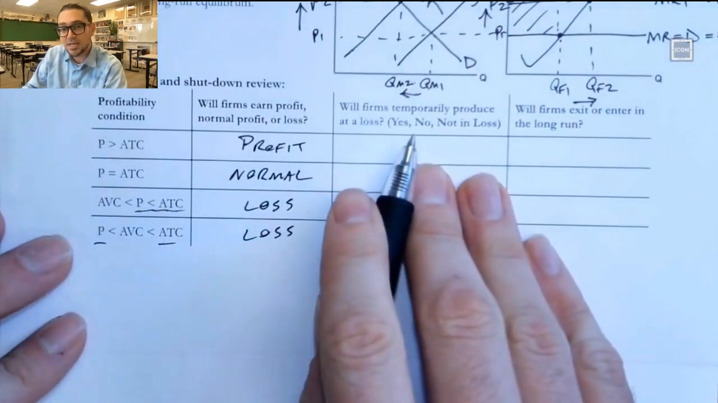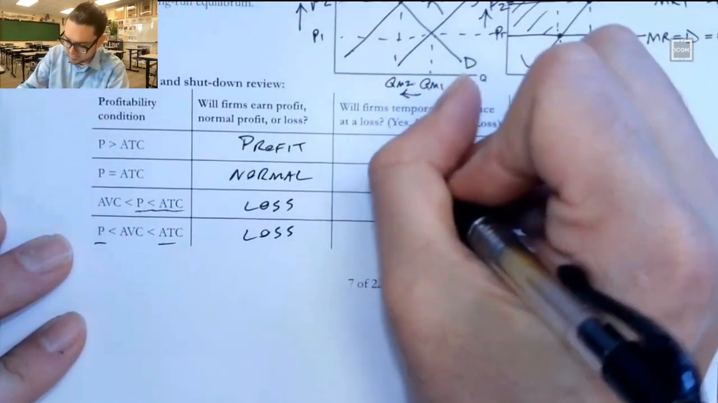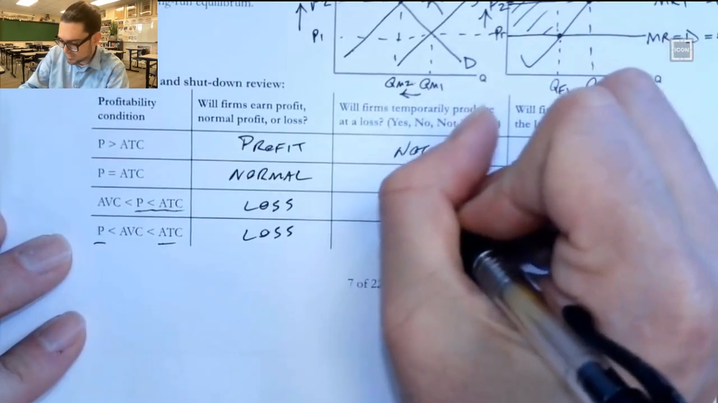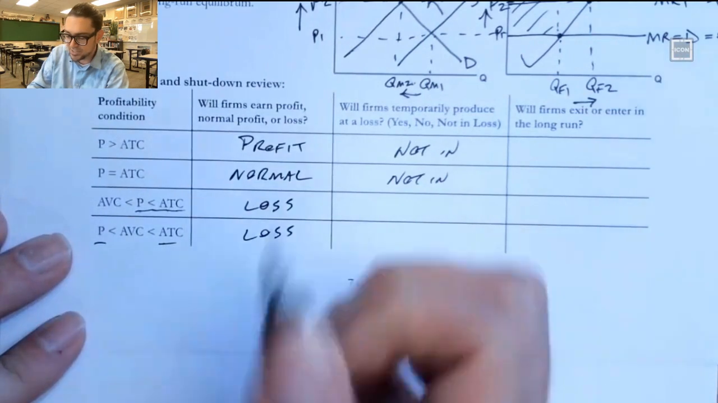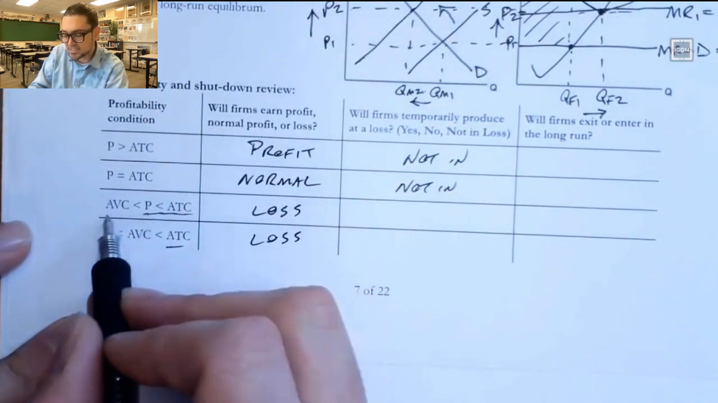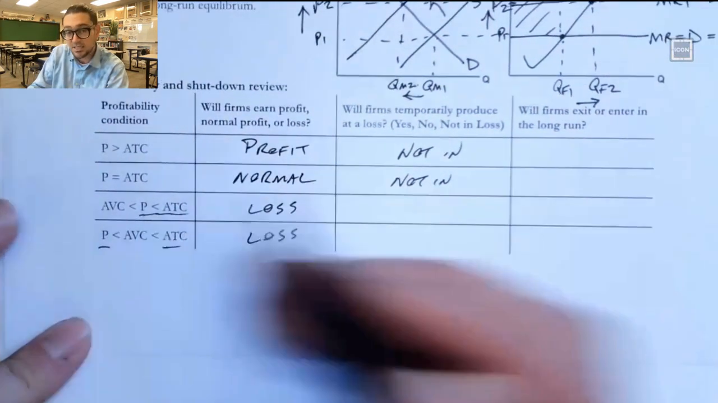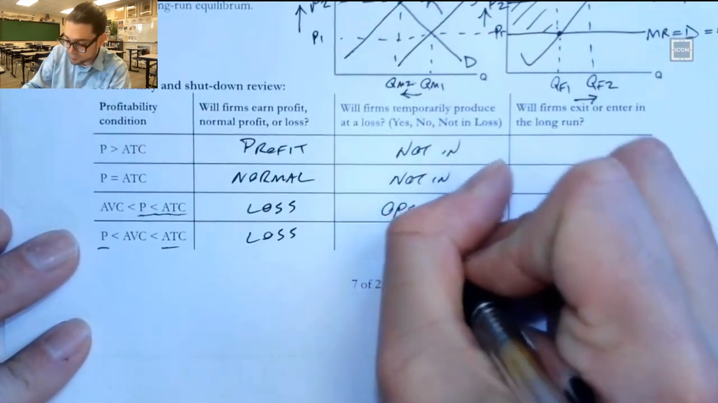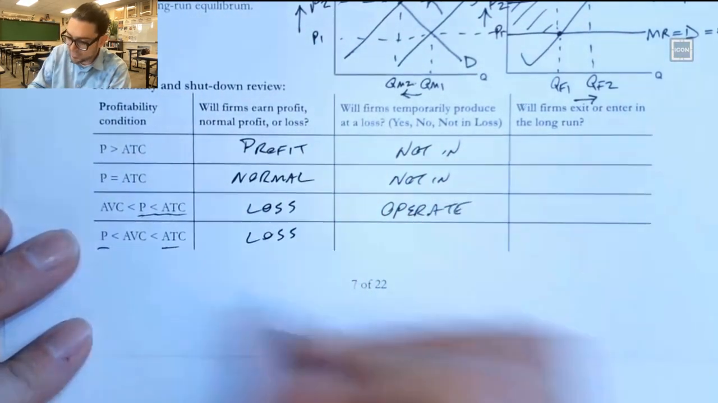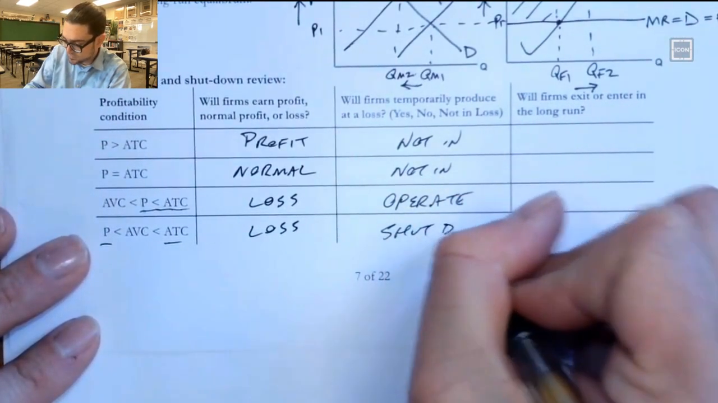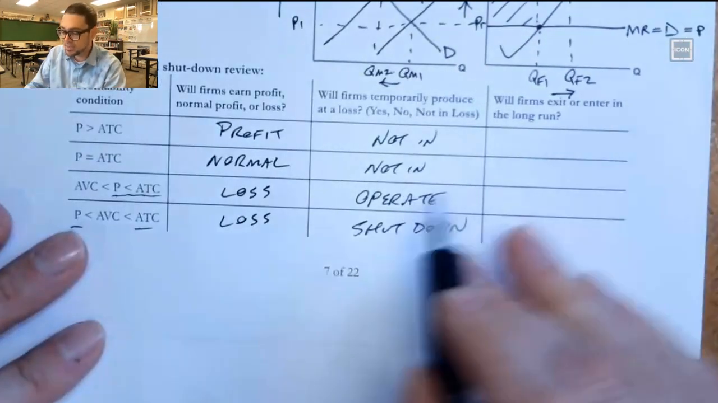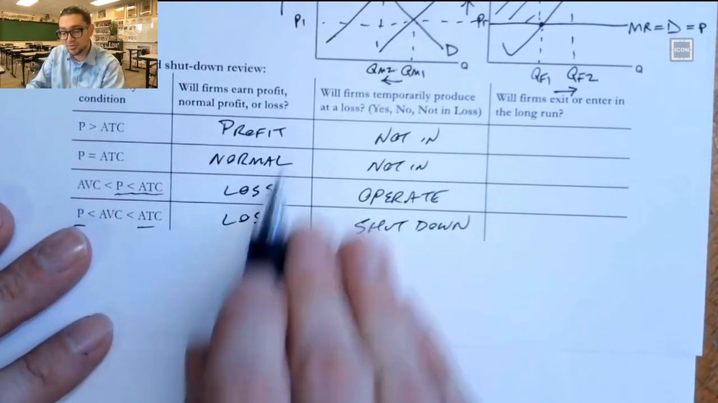Now, will the firms temporarily operate at a loss? And then here we have our test. This is saying that the price is in between the AVC and the ATC. So actually they will operate. And then in this one, the price has fallen so low, they will shut down.